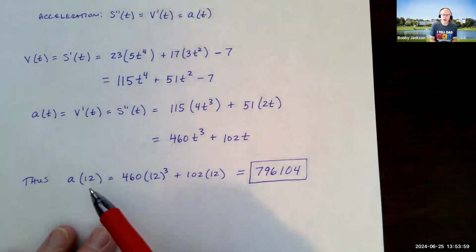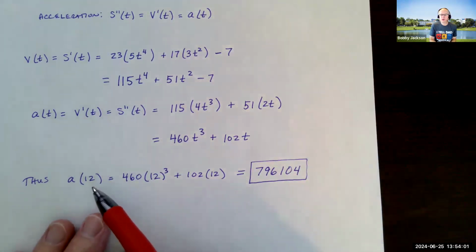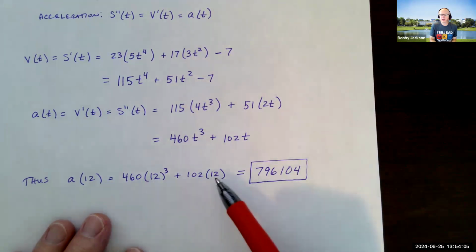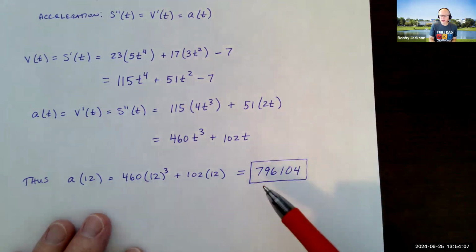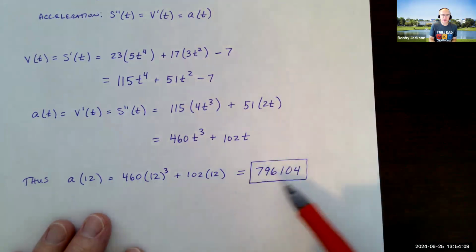Now I can evaluate at what was given, when t was 12 seconds. So what is the acceleration when t is 12? I simply plug in 12 for t, use my calculator to evaluate, and I get my acceleration.